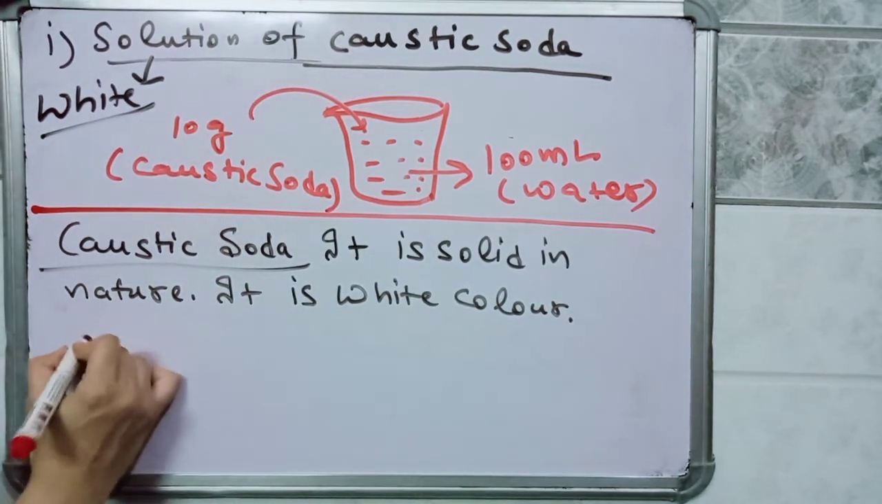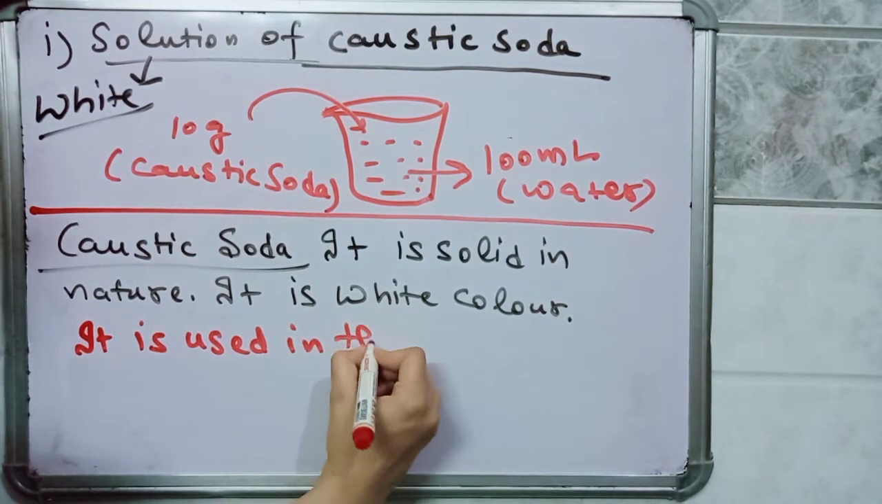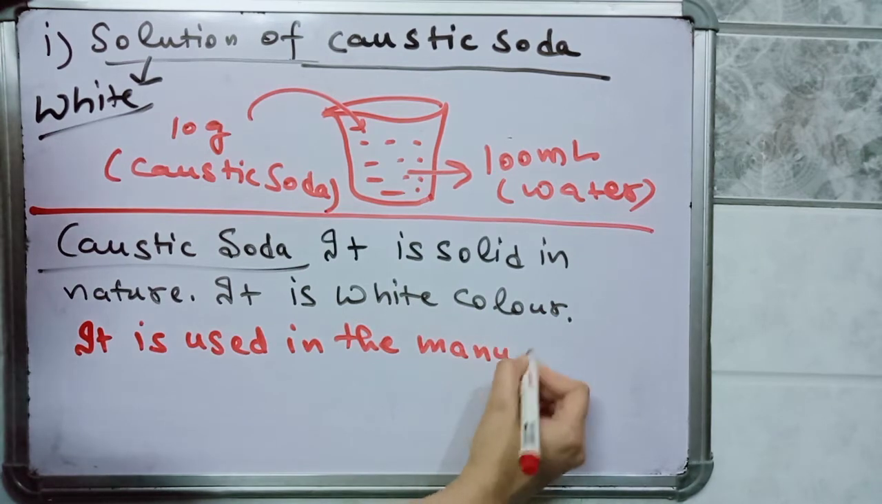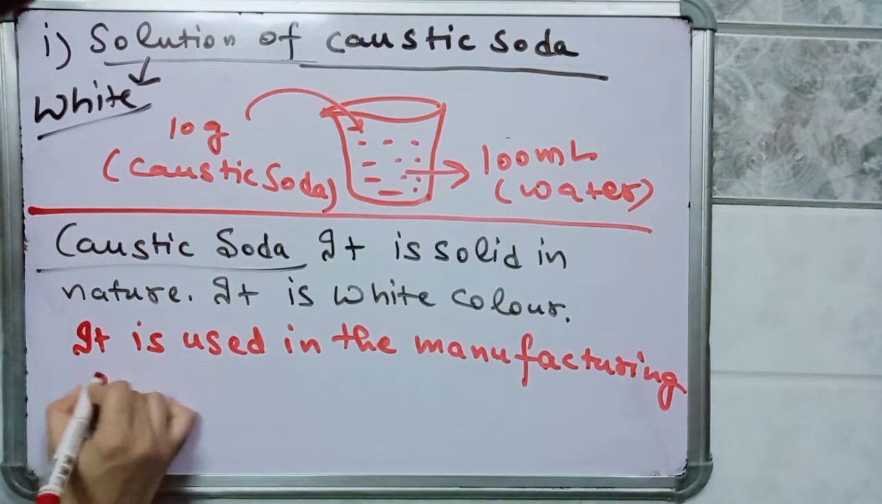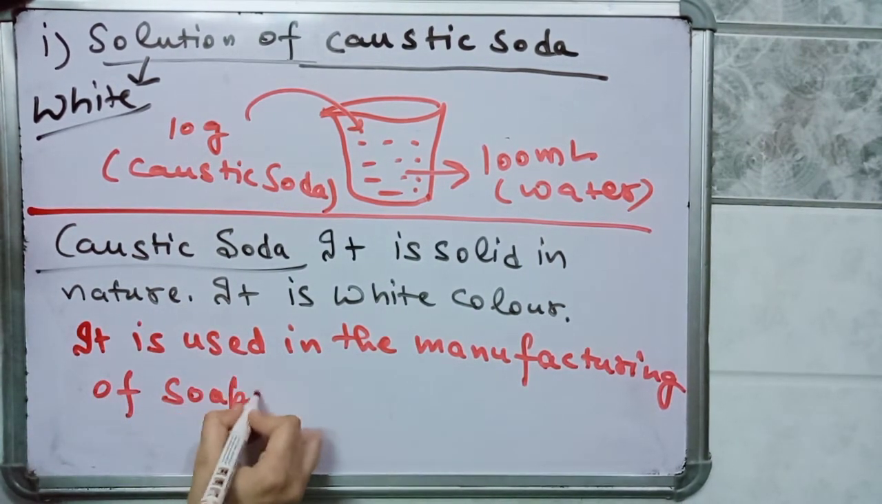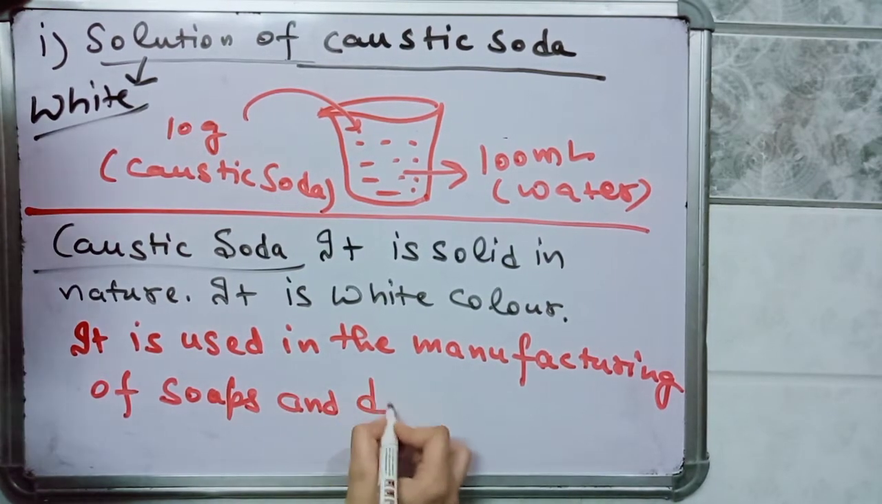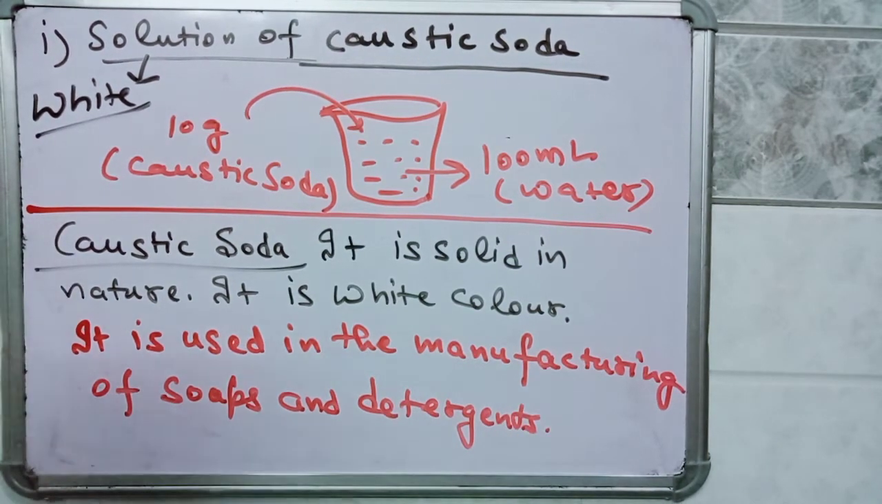It is used in the manufacturing of soaps and detergents. Got it? Caustic soda is a white colored solid. It is used in the manufacturing of soaps and detergents, which means caustic soda is present in soaps and detergents.